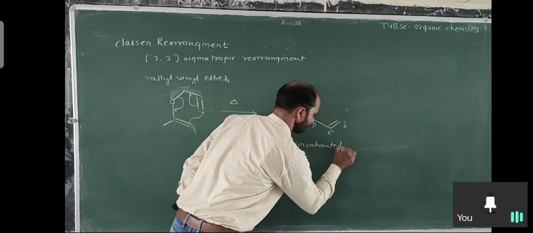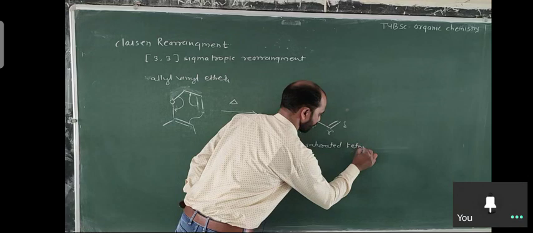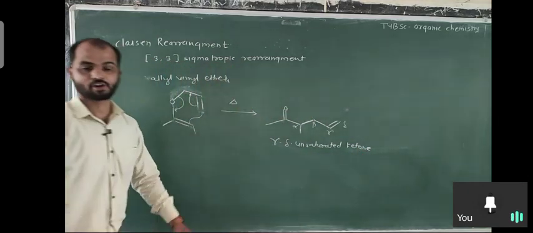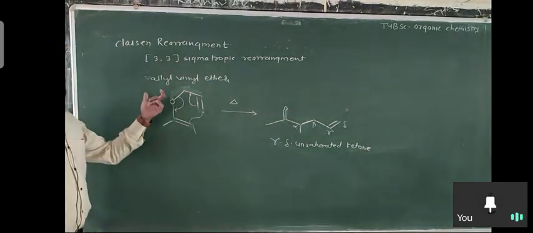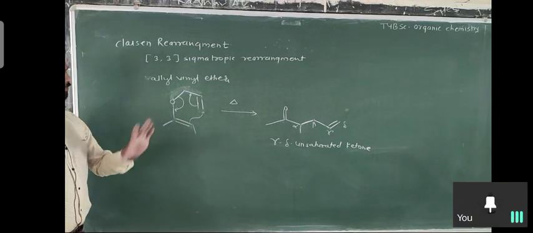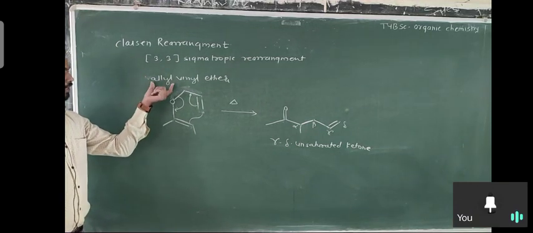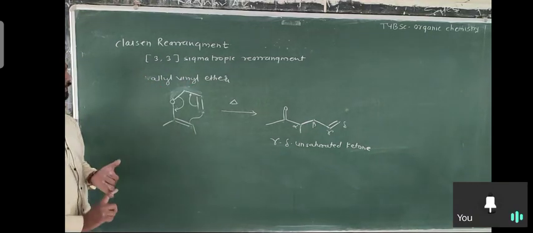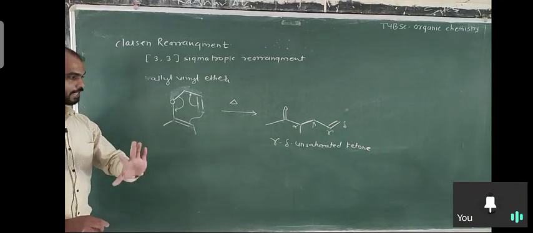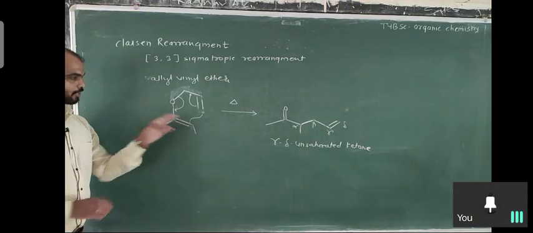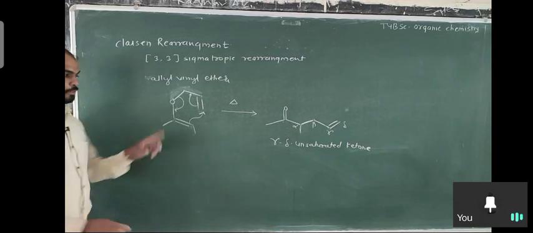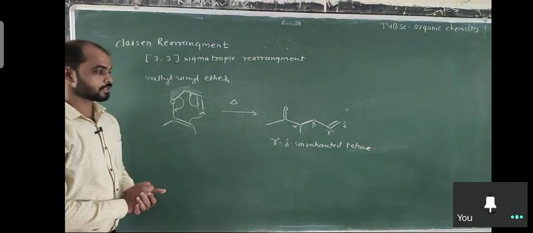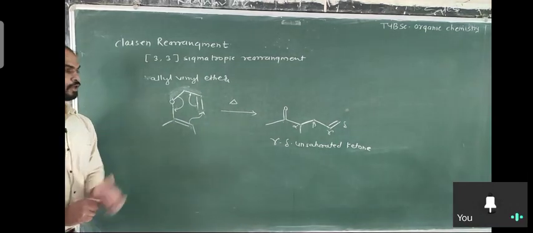Gamma delta unsaturated ketone is the product of Claisen rearrangement. So the key points of this rearrangement are: allyl vinyl ether is used as a starting material. It is a 3,3 sigmatropic rearrangement, and when it rearranges, the product is gamma delta unsaturated ketone.